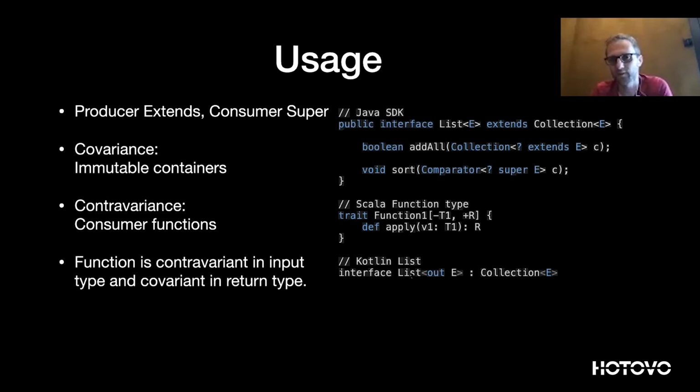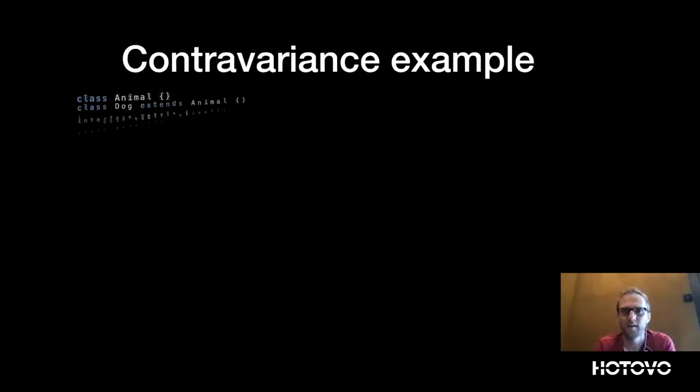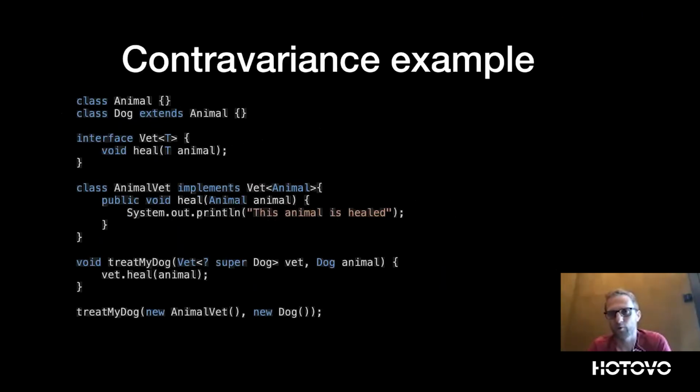And in Kotlin, the lists are again immutable, and they can declare the type as covariant. One more contravariance example. I borrowed this from a great presentation from a YouTube channel called Rock the JVM. It's mostly for the Scala language, but I find this example really great. So we have a class Animal and we have a class Dog, which extends Animal. Now let's have an animal doctor, a veterinary, a Vet, which can heal an animal of type T.